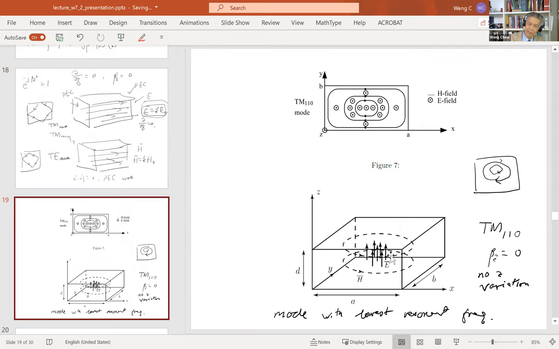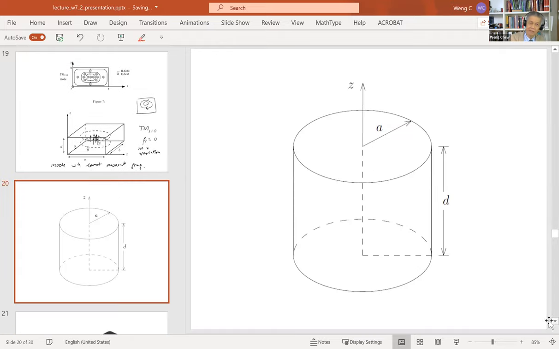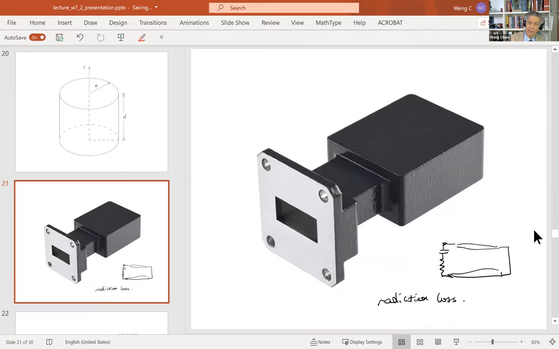Where the electric field is pointing in the Z direction, you put end caps on both ends, the wave still bounces around, and if you take a top view of the electromagnetic field, the electric field looks something like that, and then the magnetic field goes like that. This is called the TM110 mode, okay? And this mode is the mode with the lowest resonant frequency. And it's the desirable mode if you want to make a cavity resonator out of a rectangular waveguide.